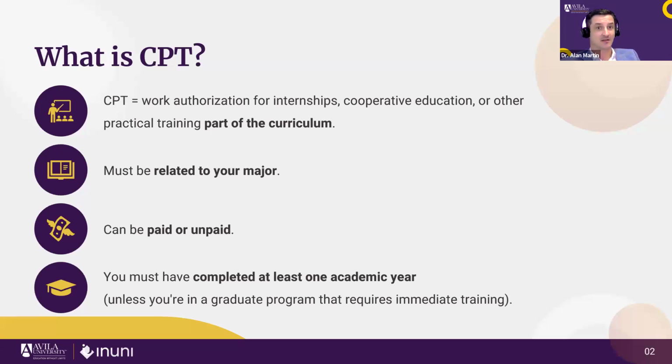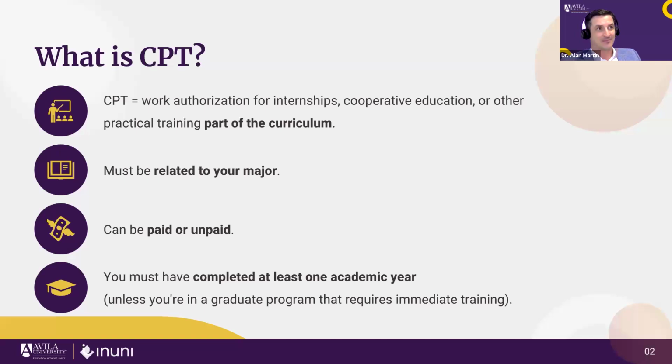So CPT is curricular practical training. It is a type of temporary work authorization that happens during the study of your degree program, so before you graduate, and it's something that's related to your degree program. It's generally used for the purpose of an internship or cooperative education or other type of practical training. It has to be in a field that's related to your major area of study. So, for example, if your concentration area is computer science, you would have to be working in something related to the computer science field.